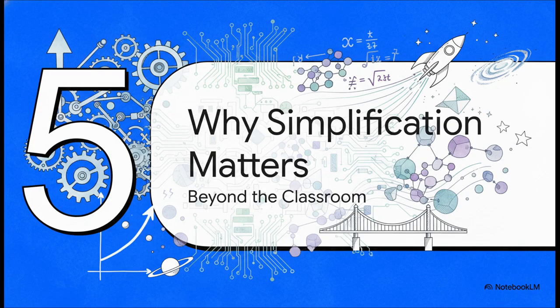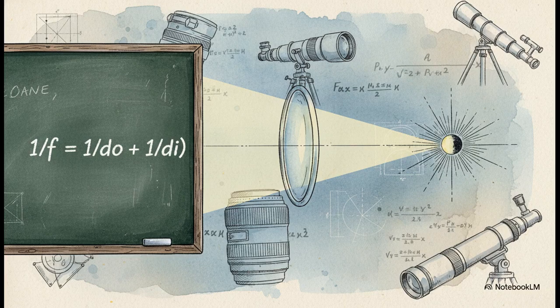So you might be thinking, okay, I get it, but why does this matter? When am I ever going to use this? Well, it turns out this is a fundamental skill for solving real-world problems, especially in fields like science and engineering. For example, take the lens equation from physics. This is used for designing everything from cameras to telescopes.